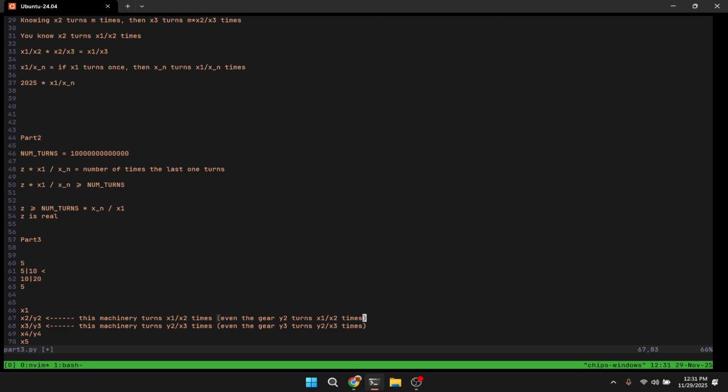And then you just multiply, so you got this number from before. So the question is, if the one before moves once, how many times does this one move, right? So if the one before moves once, then this one moves x1 divided by x2 times. And if the one before here moves once, this one moves y2 divided by x3 times.